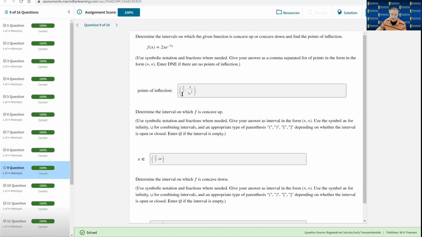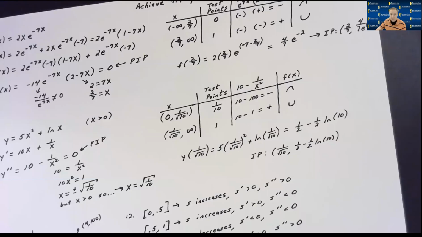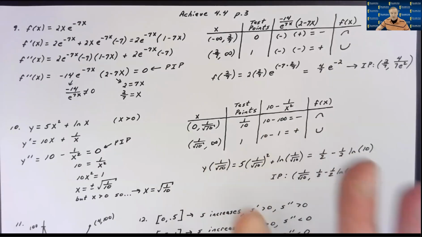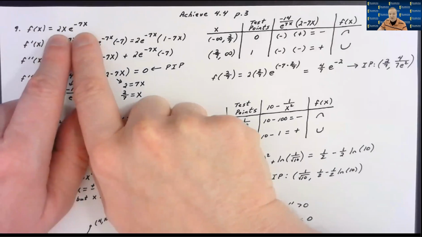So I have to find the x value, and then if I determine that it is an inflection point after I do my second derivative test, I have to plug it back into the original function to solve out. And then, of course, I have to give my intervals of concavity, concave up and concave down. Let's show the work for this one. Whoa, let's show the work not sideways. So here's my f of x. We have f of x is equal to 2x e to the negative 7x.